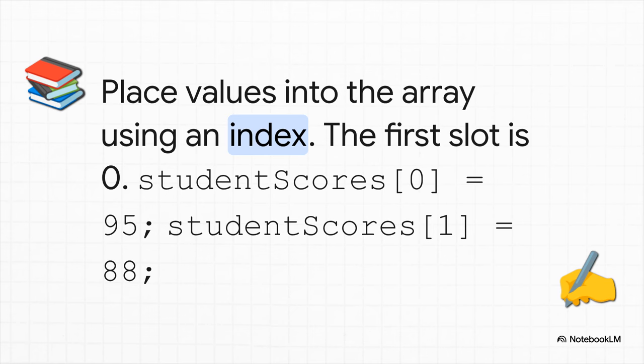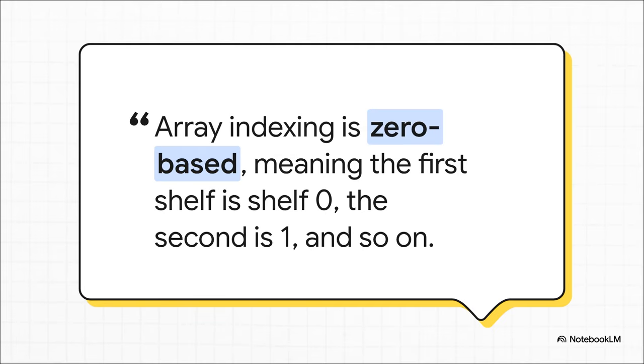Okay, bookshelf is built. Now let's start putting our data, our books, onto the shelves. We do this using an index number inside those square brackets. That tells Java exactly which slot to put the data in. So, studentScores[0] gets the first score, studentScores[1] gets the second, and so on. And this brings us to probably the most crucial point, something every single programmer has to burn into their memory. Array indexing is zero-based. I'll say it again. The first shelf is always shelf 0. The second is 1. The third is 2. This is a fundamental rule in almost all of programming.